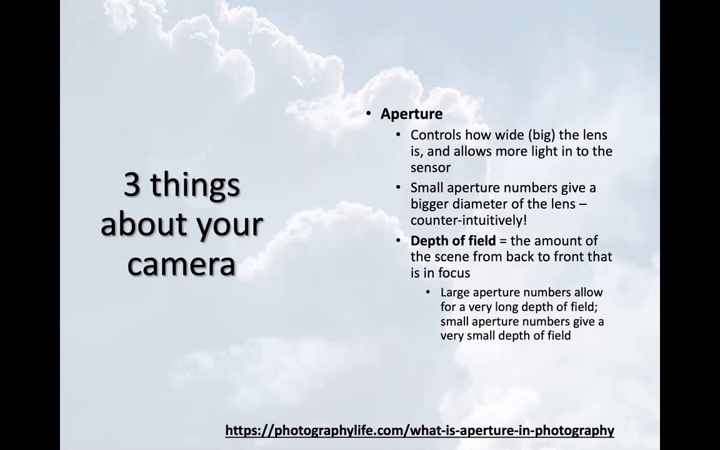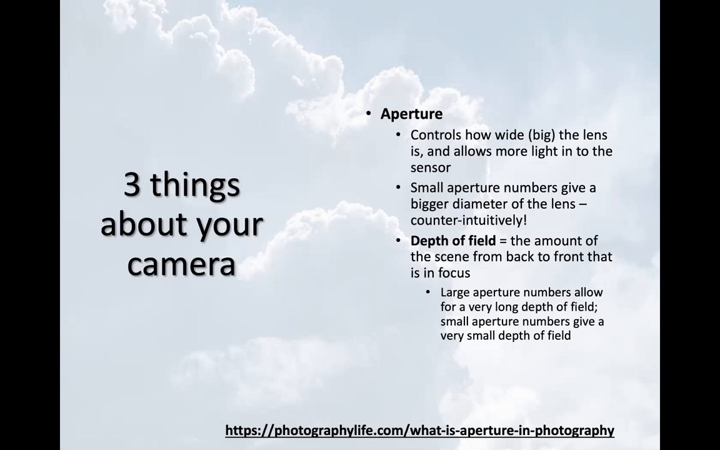So I'm going to start with aperture, which controls how wide or big the hole in the lens is and allows more light into the sensor. The small aperture numbers, this is a bit counterintuitive I should say, small aperture numbers give a bigger diameter of the lens. So as a photographer we say f2.8, small number, is the largest diameter of my lens that I can get. f32, f40 or whatever is a much smaller hole in the lens, less light coming in, so the larger number gives a smaller hole.